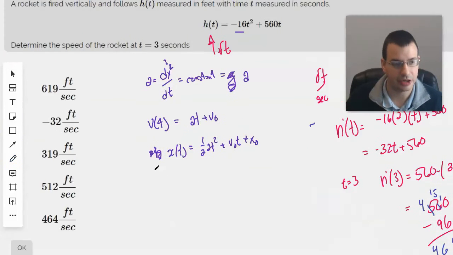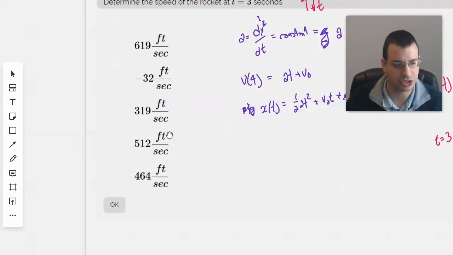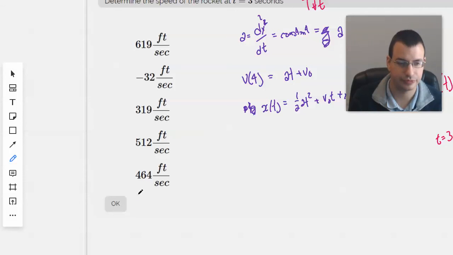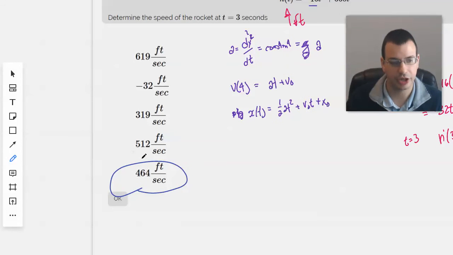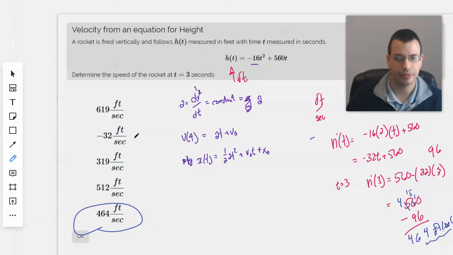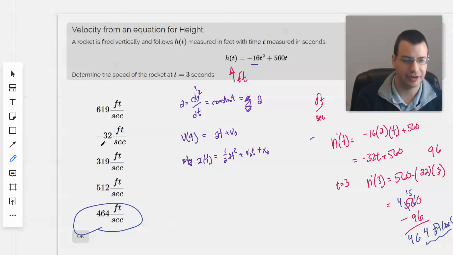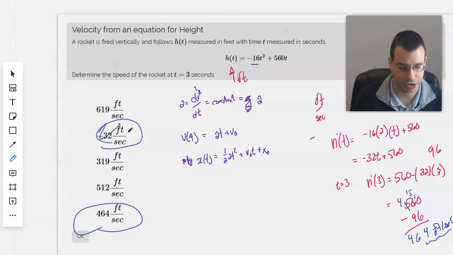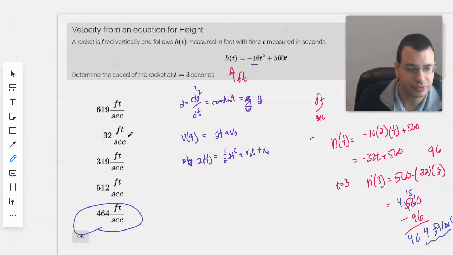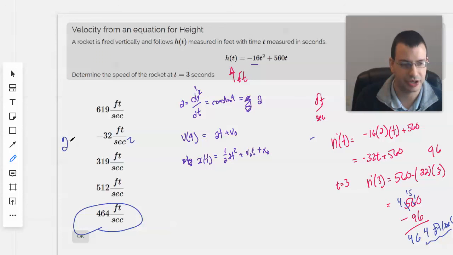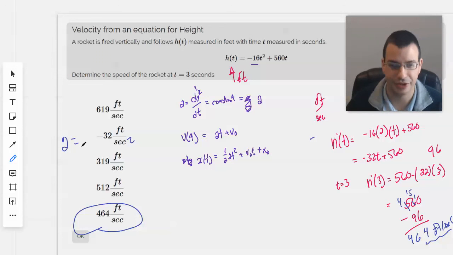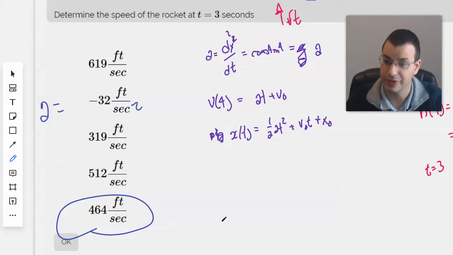Let's see what we got over here as possibilities. Aha, 464. So looking at some of the other options, yeah, they're all about the same value, except for this one right here. Trying to trick you with the, ooh, probably shouldn't circle that. That's the acceleration. Acceleration equals negative 32 feet per second squared. All right, 464. That's the answer.